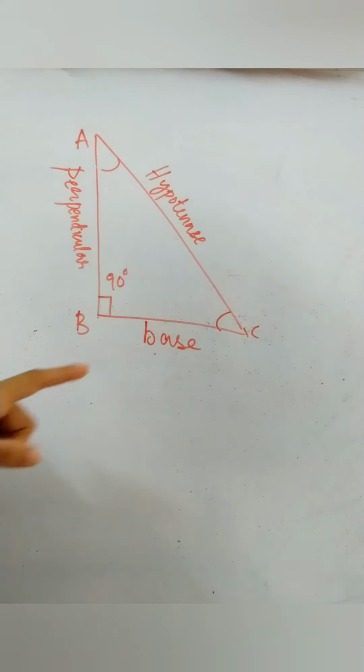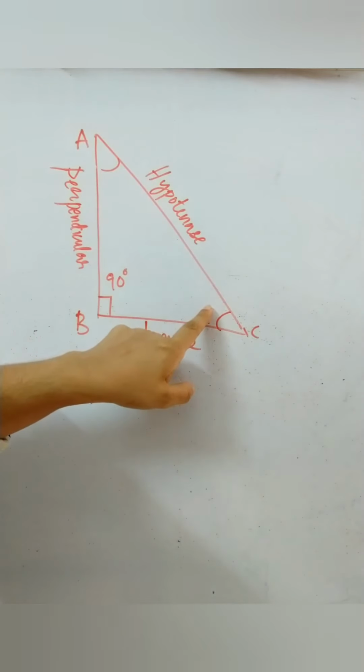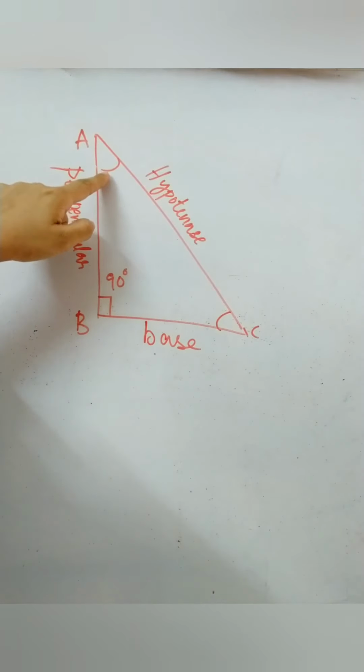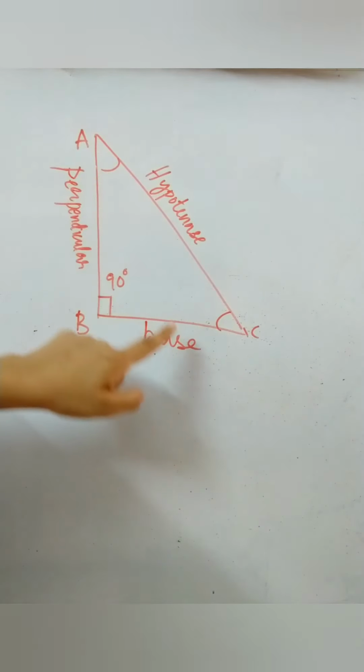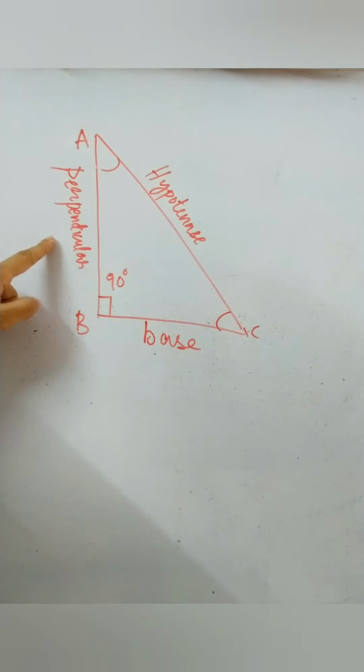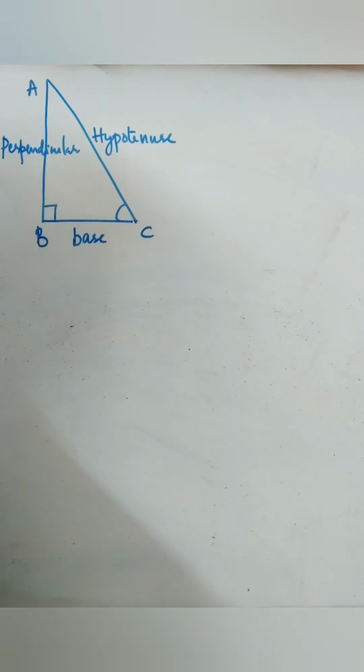But here we consider this acute angle. If you are considering this angle, the perpendicular will be BC and the base will be AB. So the base and perpendicular in a right angle triangle depend upon the acute angle we choose. So now you know what are base, perpendicular and hypotenuse in a right angle triangle.